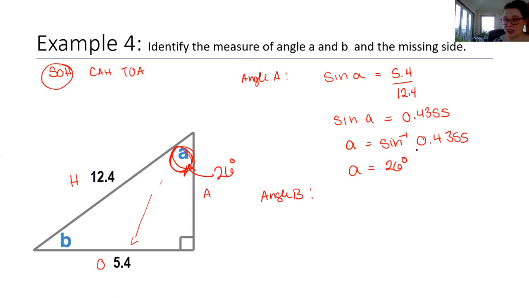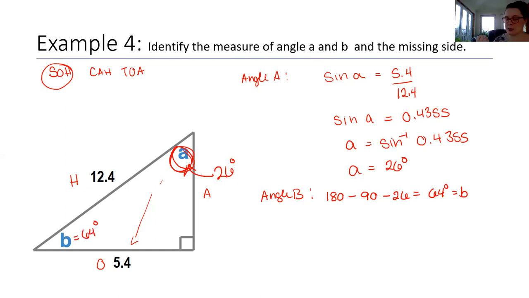Well, we know that all the angles in a triangle add to 180. So I know 2 angles. Let's figure it out. 180, take away 90 degrees there, and I know the other one is 26, leaves me with 64 degrees equals B. So this is 64.